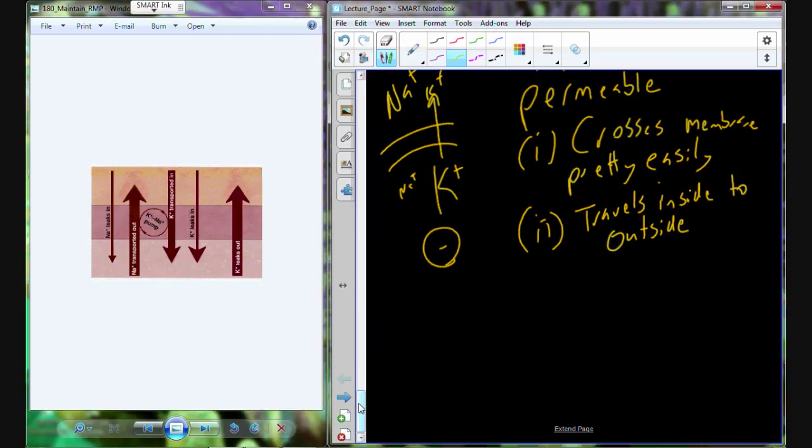So if it's traveling inside to outside, we would refer to this in terms of concentration gradient. We would refer to it as the ion traveling down its concentration gradient. And it's going from high to low. From high to low.